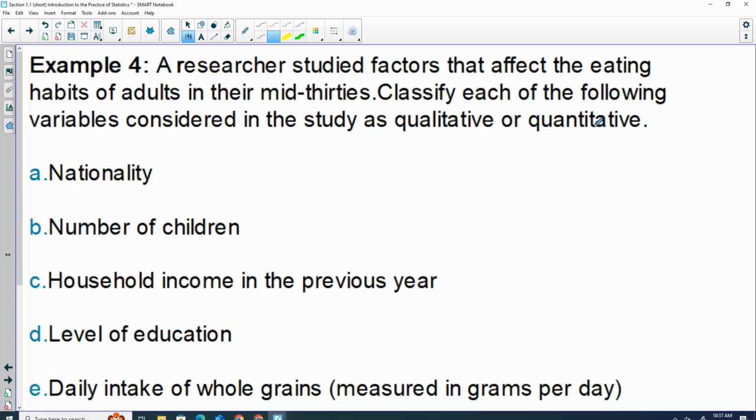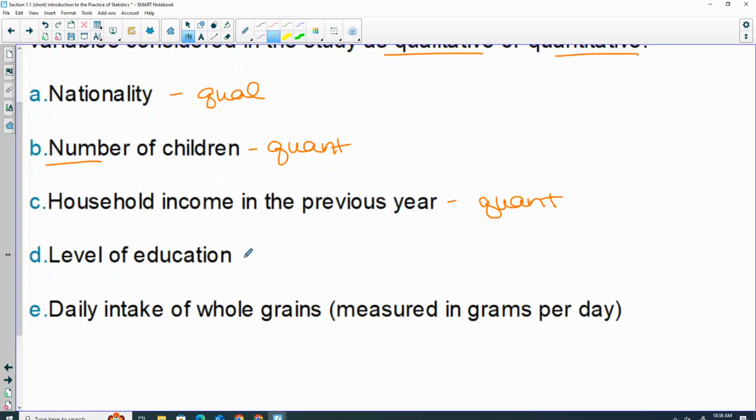A researcher studied factors that affect the eating habits of adults in their mid-30s. Classify the following variables in the study as qualitative or quantitative. Nationality. Number of children. It's a number. Household income the previous year. Quantitative. Income is money, so that's a number. Level of education, like high school degree, associates. Qualitative. The daily intake of whole grains measured in grams per day. Quantitative.